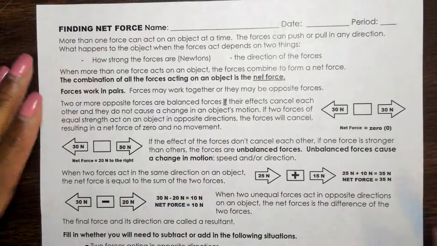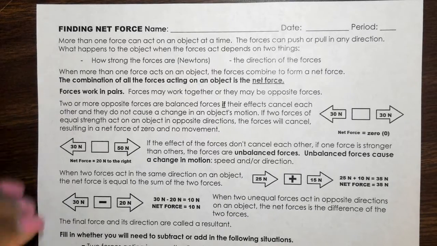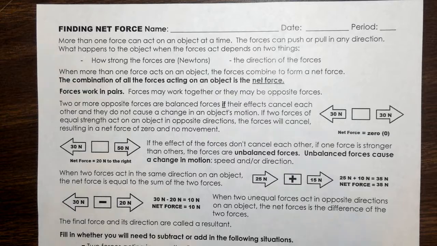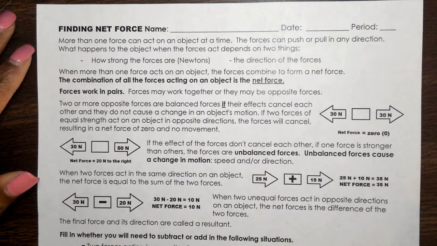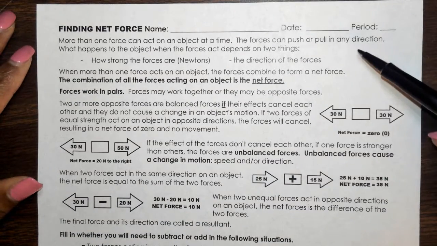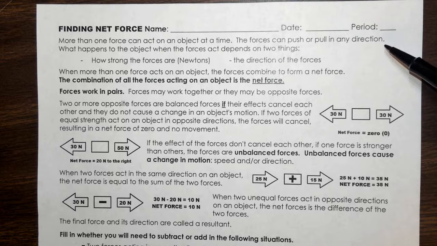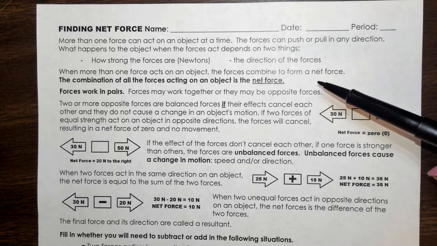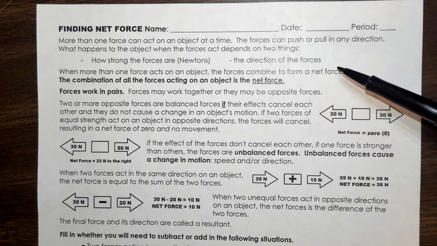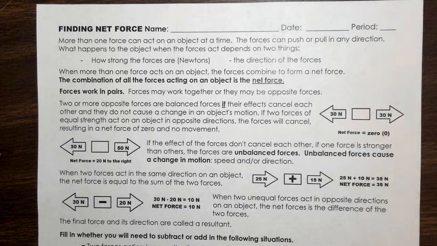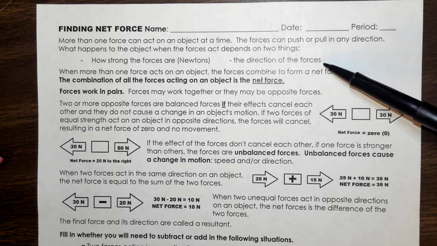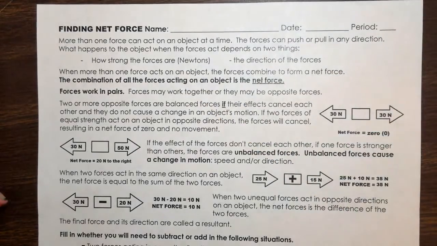Alright, so now we're going to take a look at how to calculate net force. More than one force can act on an object at any time. The forces can push or pull in any direction. What happens to the object when the forces act depends on two things: how strong the forces are, and forces are measured in newtons, and also the direction of the forces, so which way they are pulling and how strong.